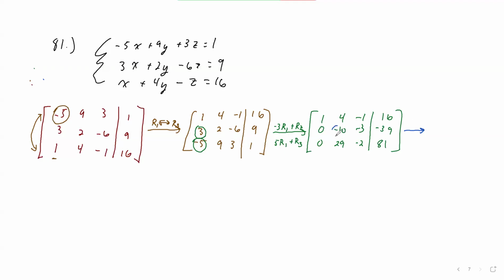So I want to make this guy a 1, so I can make that guy 0. So it's going to be row 2 divided by -10. So 1, 4, -1, 16. 0 divided by -10 is 0. -10 divided by -10 is 1. -3 divided by -10 is 3/10. -39 divided by -10 is 39/10. You can change to decimals if you like.